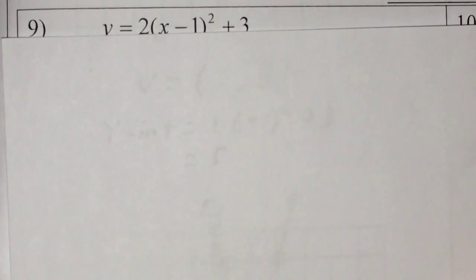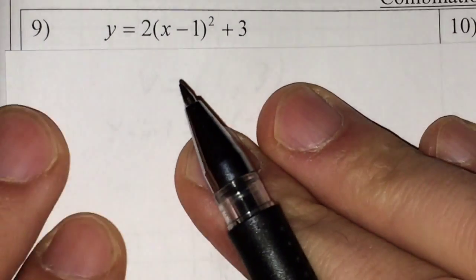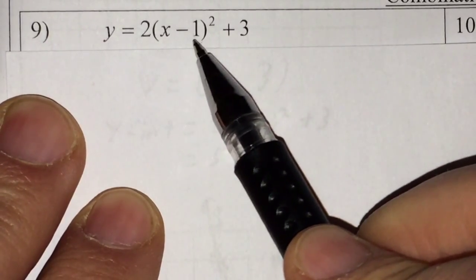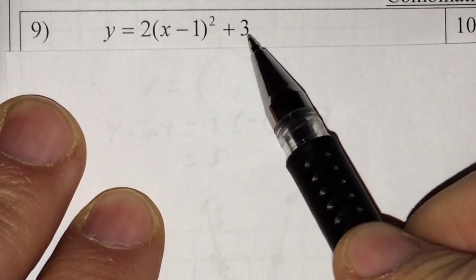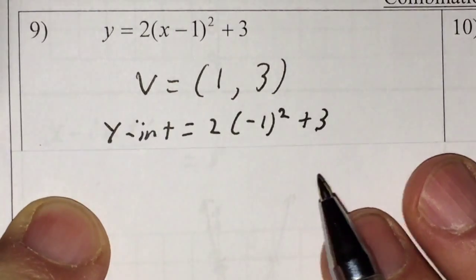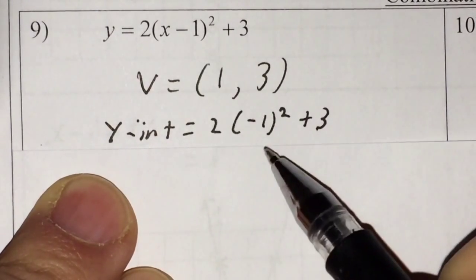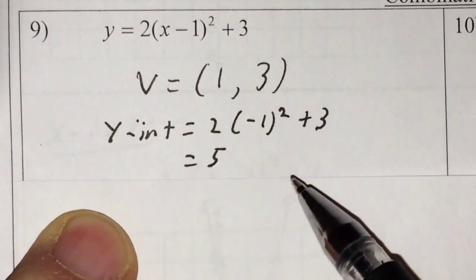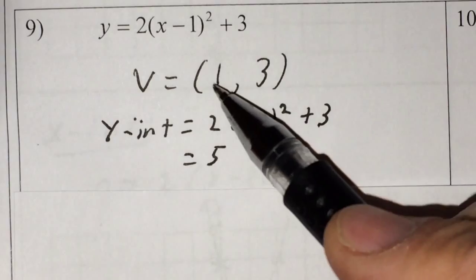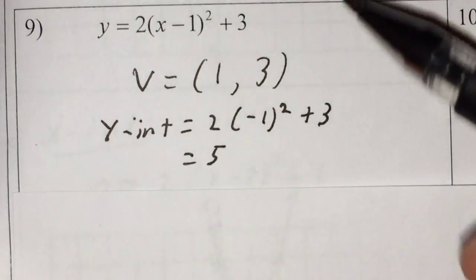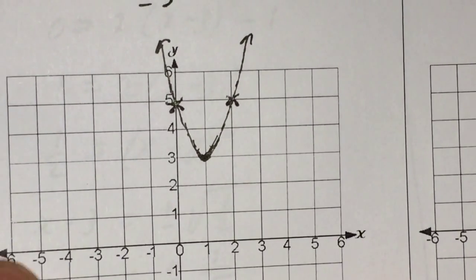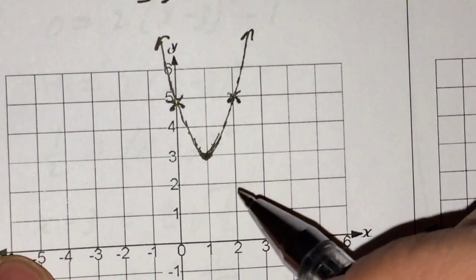For this one here, y equals 2 times, this is all of them together now. Okay, so we've got a vertical stretch, horizontal translation, and a vertical translation. Okay, so the vertex now is (1, 3). Y-intercept, plug in 0 for x. You get the y-intercept of 5. And because it opens up and the vertex is above the x-axis, there are no x-intercepts for this one. Okay? So that's basically what it would look like.